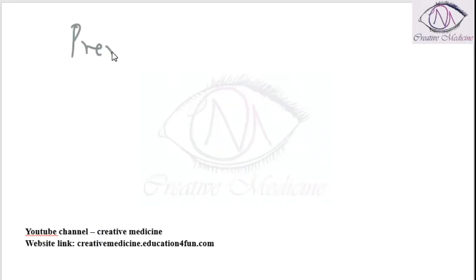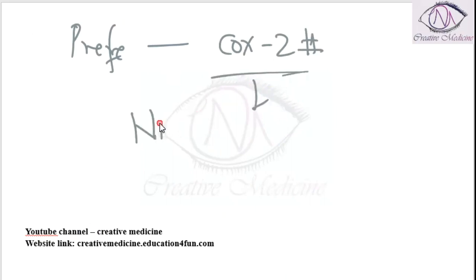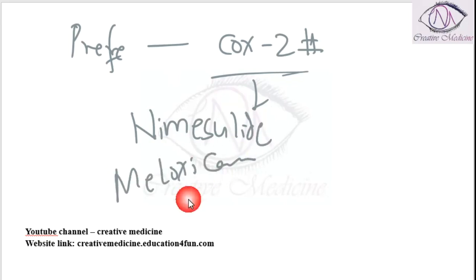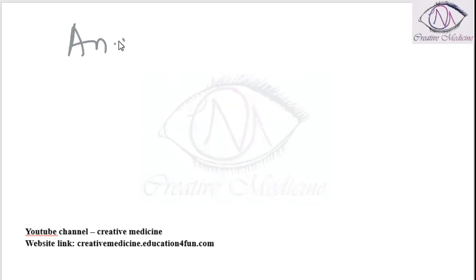Then we have preferential or selective COX-2 blockers. These selective COX-2 inhibitors or blockers are nimesulide, then meloxicam, then nabumetone.